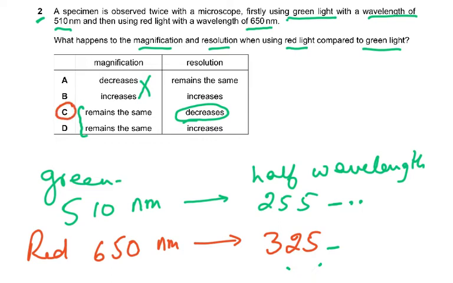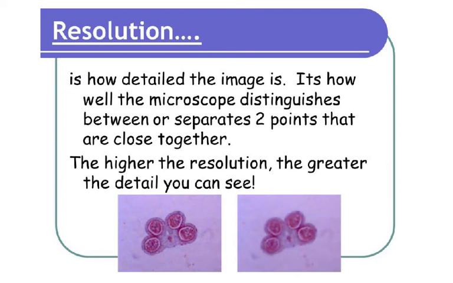Now I'm going to explain this to you, so just hold on a bit because I'm sure this is not very clear to quite a few of the students. What is resolution? Resolution is how detailed the image is. Don't say it is clear. Clear is a wrong word. It is how well the microscope distinguishes between or separates two points, this point and this point. And if you keep on bringing them closer, a point comes when you can't see them as two separate points that are close together. The higher the resolution, the greater the detail you can see.